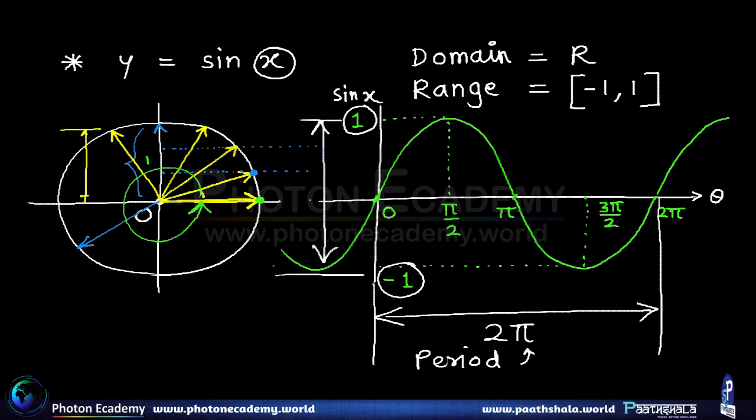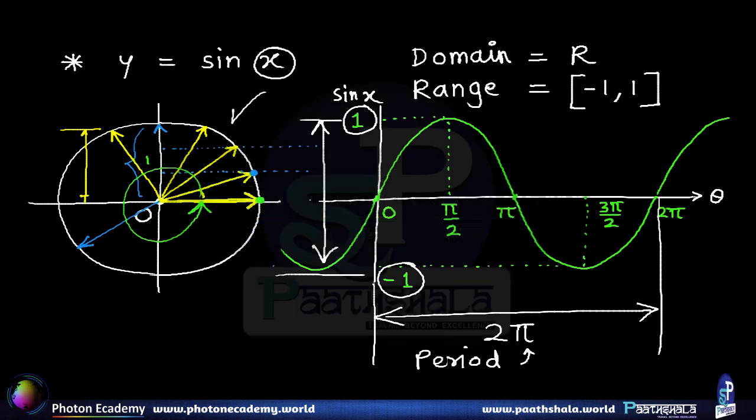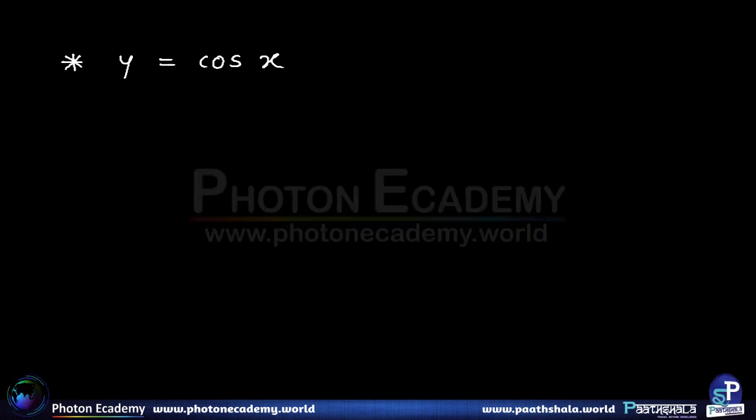So in this way we have studied the full detail of how the sine function can be plotted and where it is coming from. That comes directly from the definition of sine and cos ratios as x and y coordinates. Okay. So let's go ahead and go through the remaining functions, that is cos x.